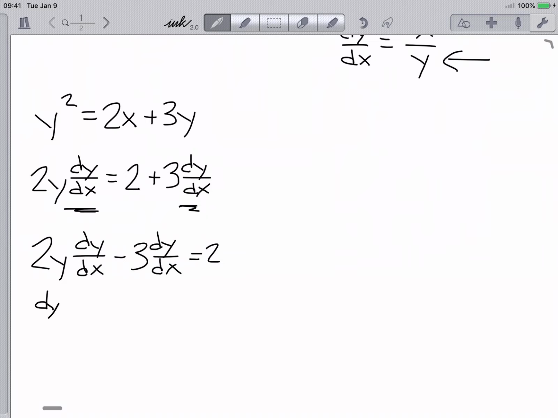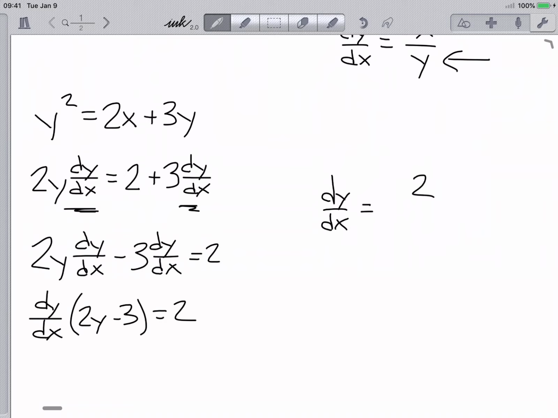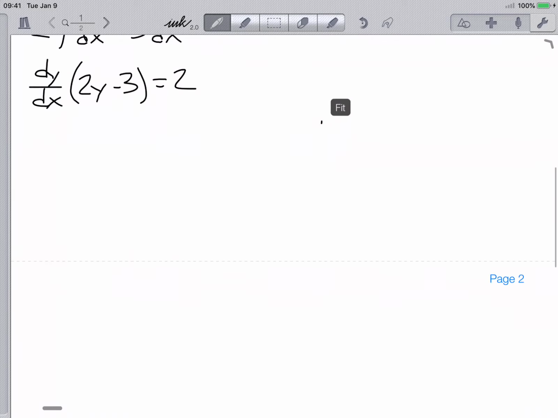factor out dy/dx, which leaves me with 2y minus 3. I've still got the 2 on the right side. Now I'm going to divide by 2y minus 3, and I end up with dy/dx equals 2 over 2y minus 3. All right. On to the next problem.